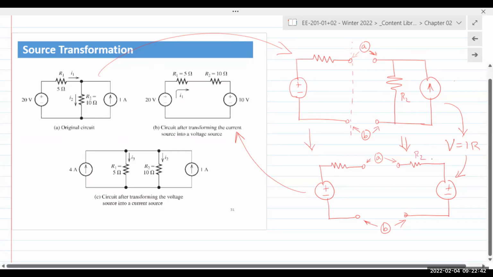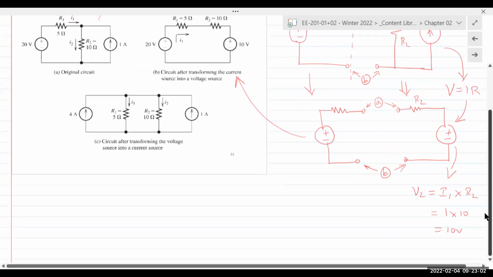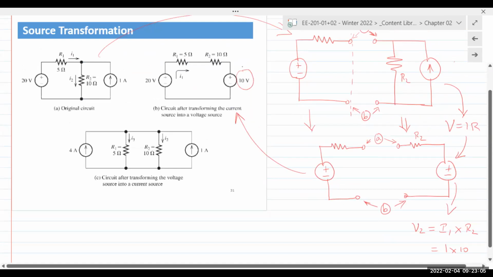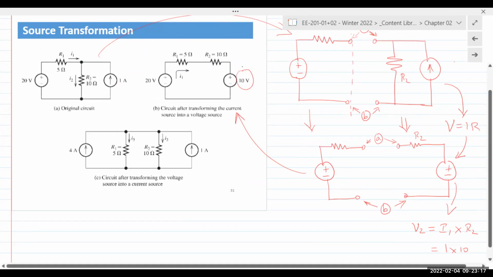This becomes R2. This voltage source now, let's call it V2. And V2 becomes I1 times R2. So 1 times 10 gives me a 10-volt source. Thus, I have a 10-volt source right there. Does that make sense? Let's take a pause for 10 seconds. Let me know if anyone has any questions.